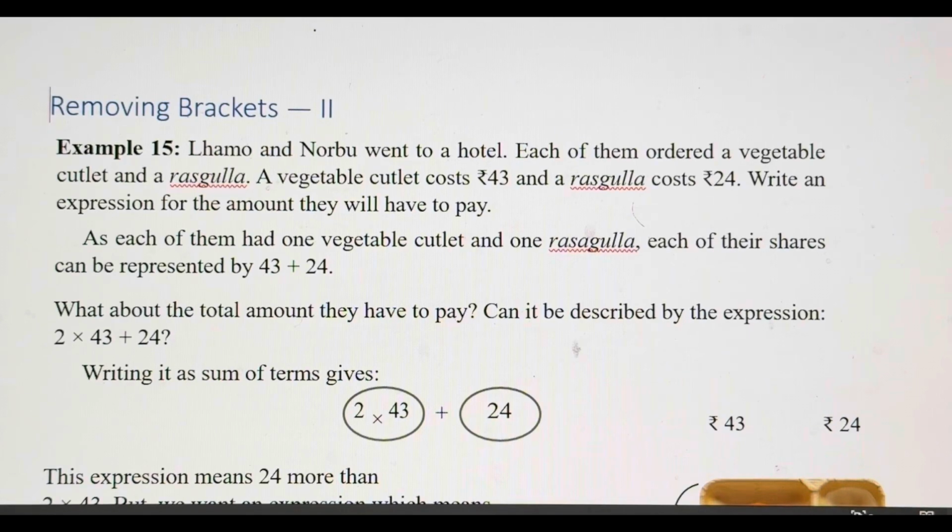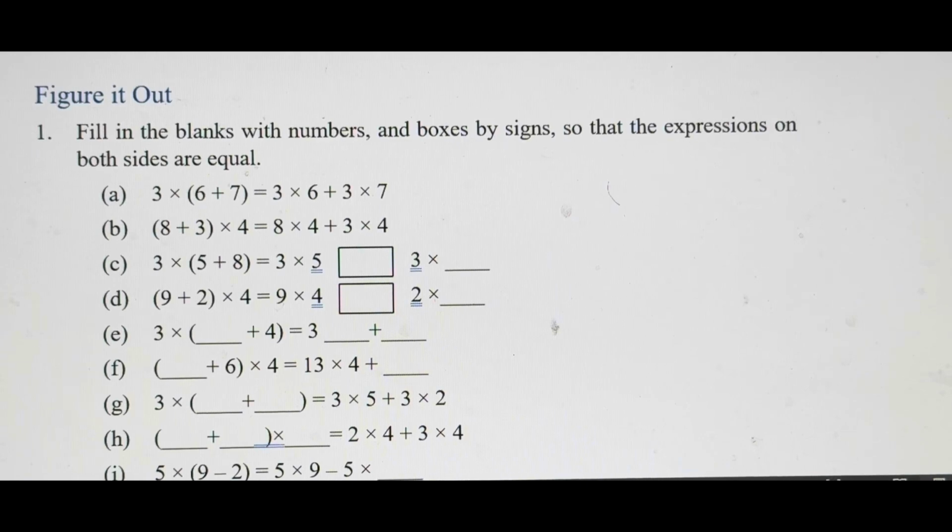In this video, we are going to continue with chapter number 2, Arithmetic Expressions. Now, based on the above understanding, there are some questions, figure it out exercises given, which we need to solve. So fill in the blanks with numbers and boxes by signs so that the expressions on both the sides are equal. Right, so first two are already given, like 3 into 6 plus 7 is equal to 3 into 6 plus 3 into 7. Or 8 plus 3 into 4 is 8 into 4 and 3 into 4, right? So both the numbers in the bracket should be multiplied with the number which is outside the bracket, right? So that you need to remember.